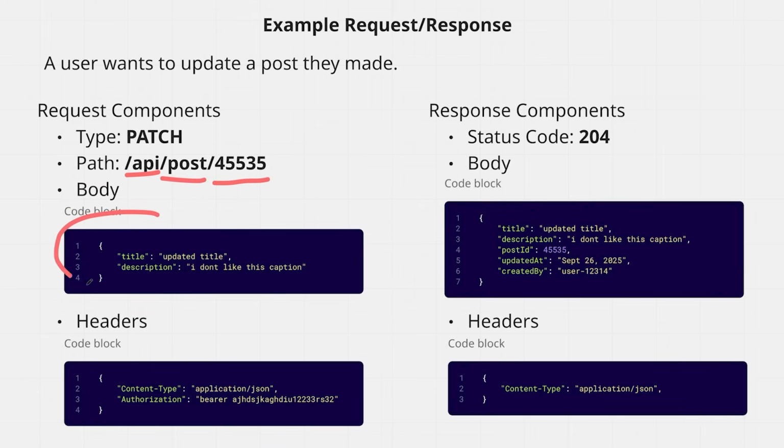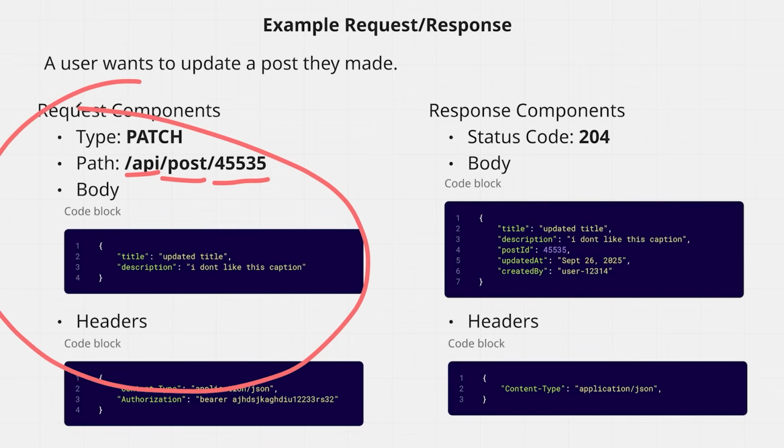And then the body would be this. This is the data that I'm actually sending, where I'm saying, hey, this is the updated title, and this is the new caption that I want to use, or the description or whatever, for my post. Then the headers include this. This is essentially my authorization token indicating, hey, I'm authorized to perform this operation because of this thing right here, which we'll talk about later on.